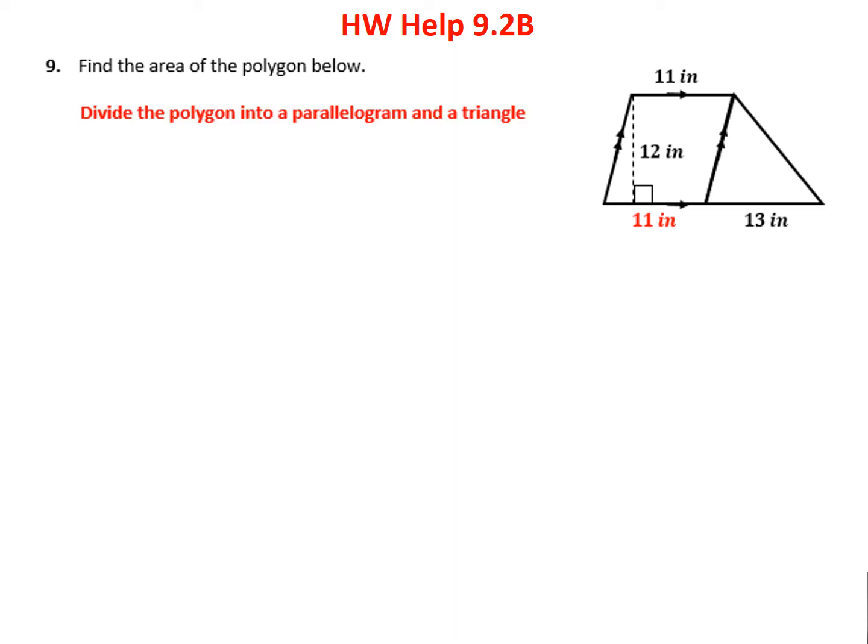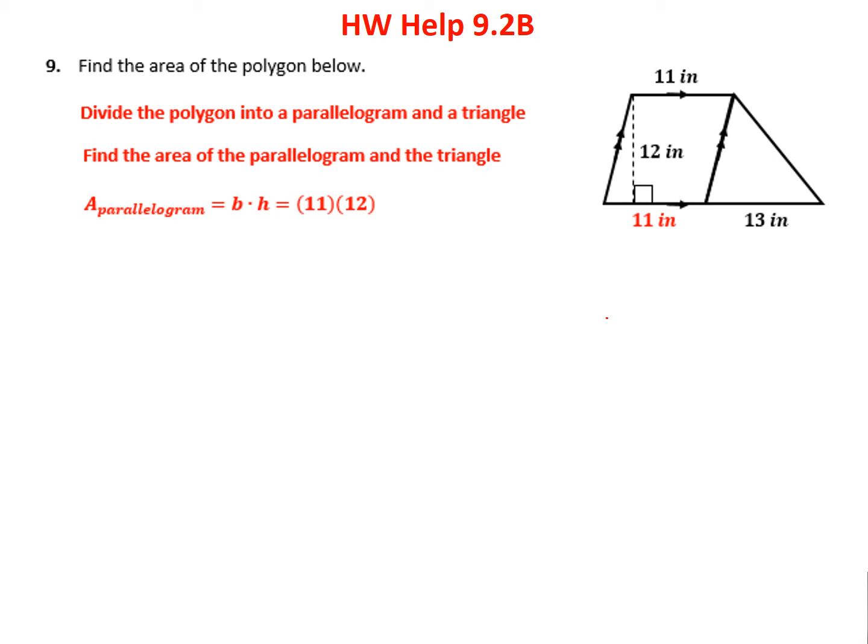And notice I can divide this into a parallelogram. If I marked it off here, here's my parallelogram. And a triangle. So here's my triangle here. So those would be the two things we can divide that into. And so we find the area of the parallelogram and the triangle, and then we'll add them together. Our first step is the parallelogram.